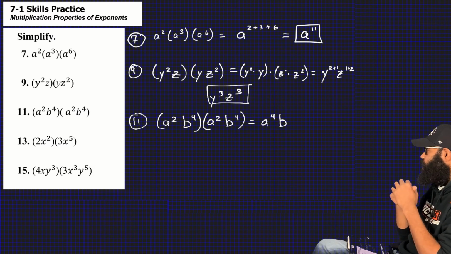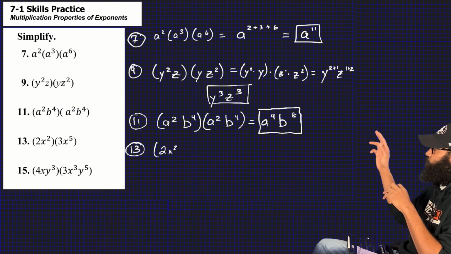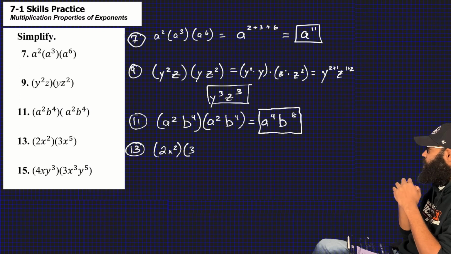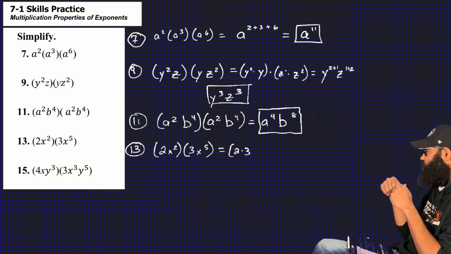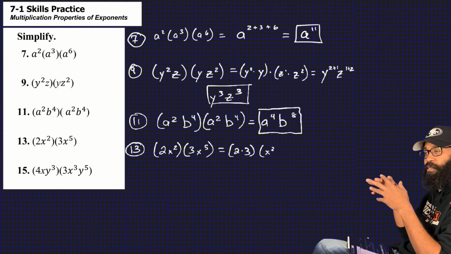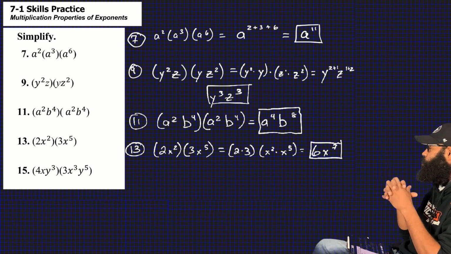Here we go. Again, 2 sets of parentheses, so I've got a's and b's: a to the 4th power, b to the 8th power. I added 2 plus 2 and 4 plus 4. For 13, this has my first set of coefficients. So 2x squared times 3x to the 5th. I can multiply the values I know. I know what 2 times 3 is. It's 6. I don't know what x squared times x to the 5th is because I don't know what x is, so I can just rewrite it as a single variable x with a single exponent, x to the 7th.